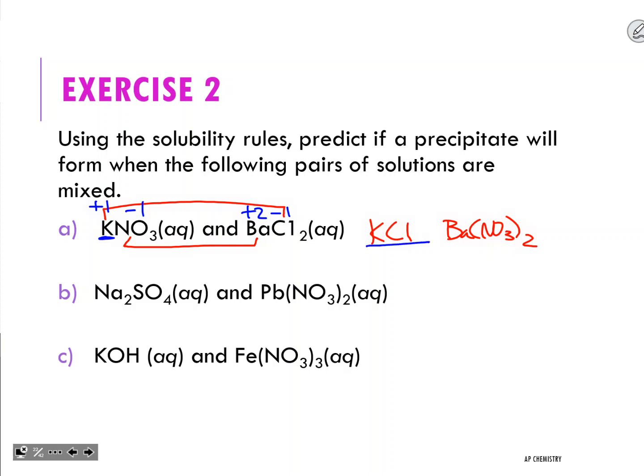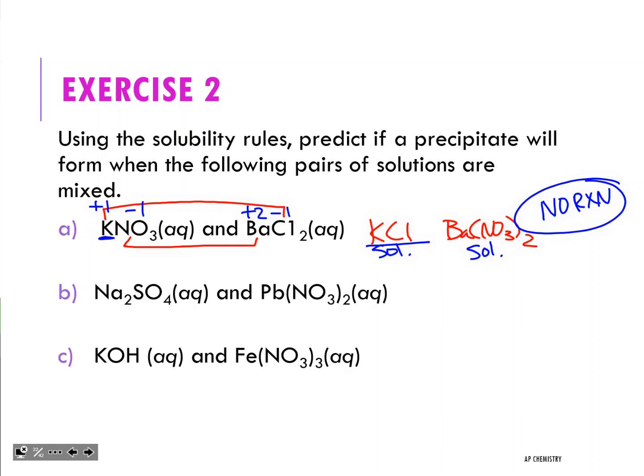So if we're looking at our solubility rules, KCl, is that soluble or insoluble? Okay, so that one's soluble. How about barium nitrate? Soluble. So do we have a precipitate here? No, so this is a no reaction. And sometimes you have a no reaction. They all just float around in the water and they don't actually form a bond and you don't get a precipitate out of it. But look at B and C, try them real quick. See what you get.